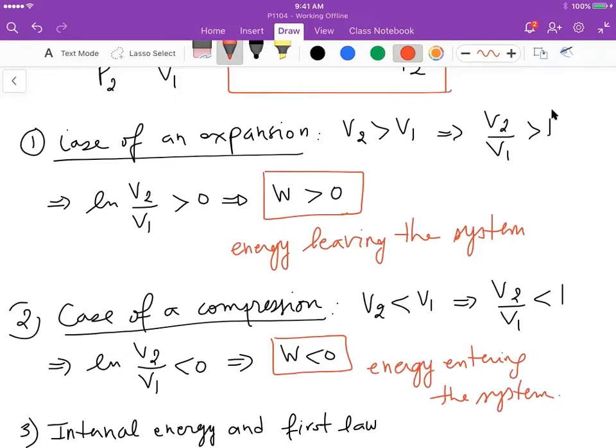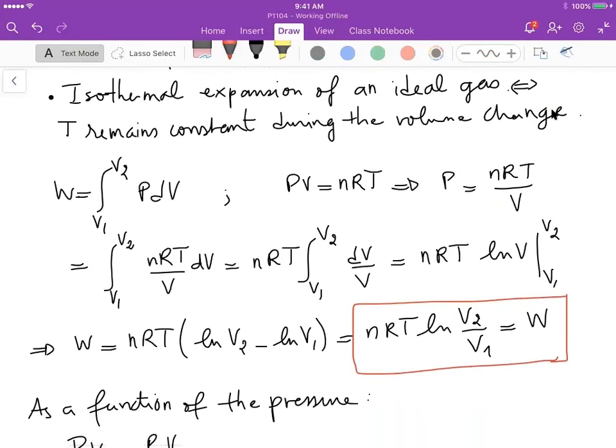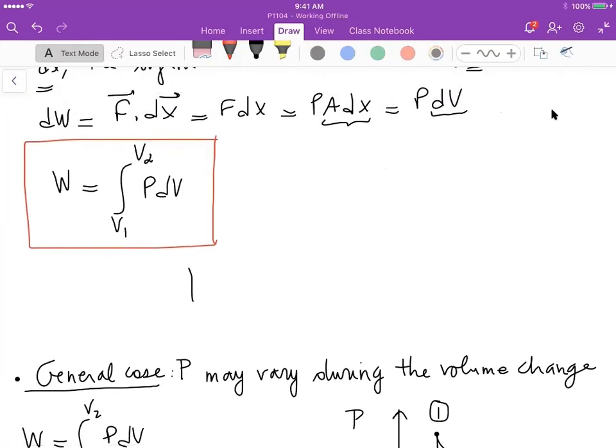Okay, so that was an example of how to calculate the work in a given case, which is in this case an isothermal expansion of an ideal gas. So the thermodynamic process is isothermal expansion. The thermodynamic system is an ideal gas. And we were requested to calculate the work done by the gas during an isothermal expansion. So we have used the definition of W as we have derived earlier, given by W equals the integral of PdV between V1 and V2.